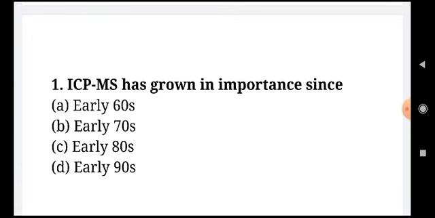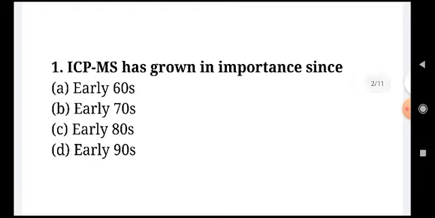ICP-MS has grown its importance since early 60s, early 70s, early 80s, early 90s. ICP-MS is a recent technique, so it has grown since the early 1980s, so the correct answer is C.